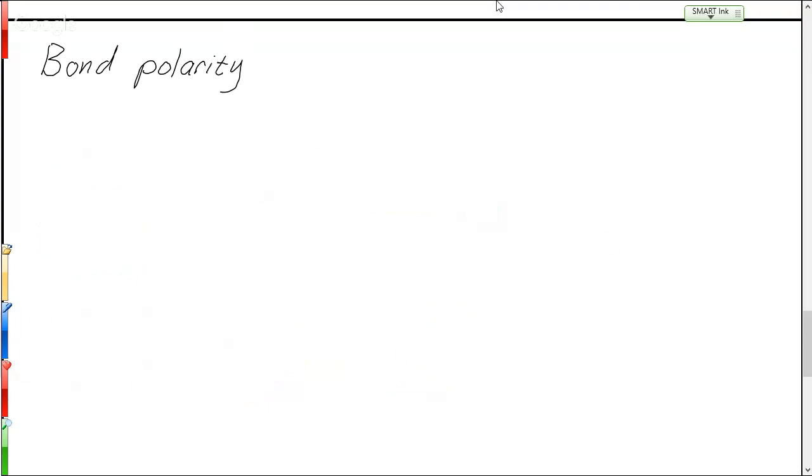So we do that by looking at what we call the bond polarity. A polarity just means that something has positive and negative sides. So if something is polarized, it means that it has a clear one side or the other side, a clear positive, a clear negative. And that's what's happening with certain types of bonds where we see this. So let's look at what that means.